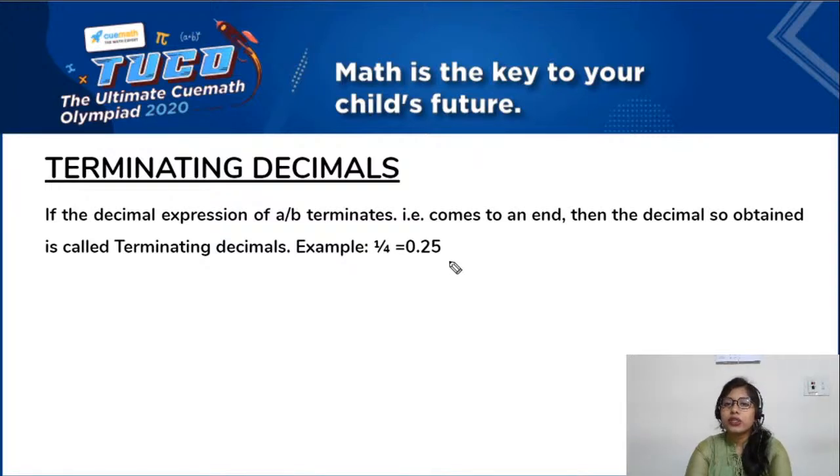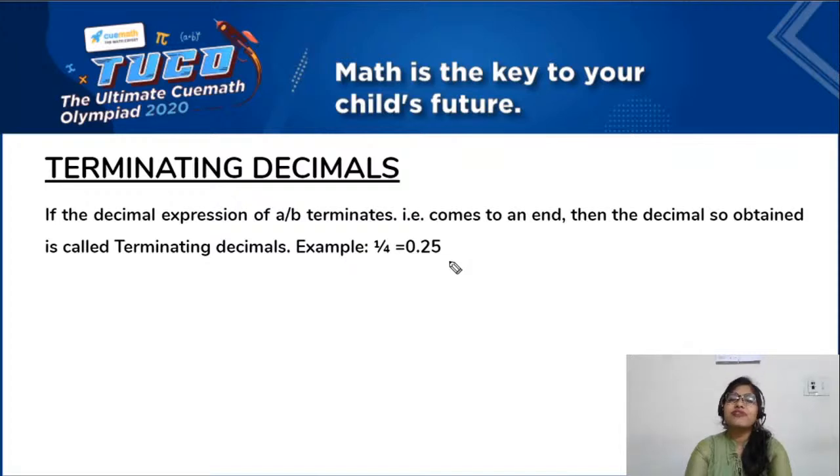Why is it ending at 0.25? Because at some point you're getting the remainder to be 0, right? So whenever you get the remainder as 0, you stop the division at that moment. And every decimal number which stops with a remainder of 0 is known as a terminating decimal.